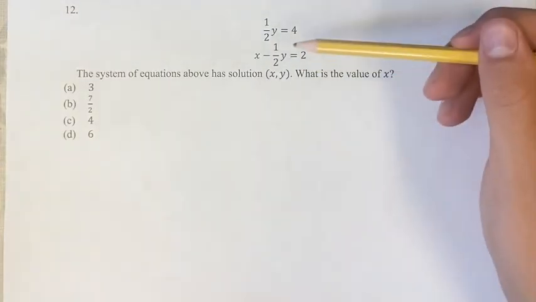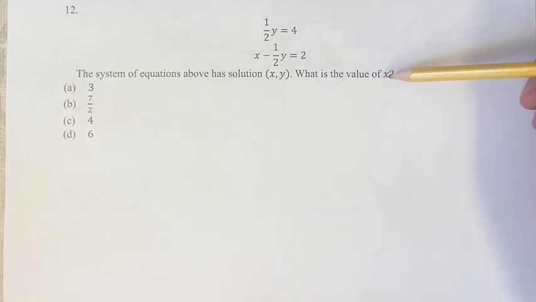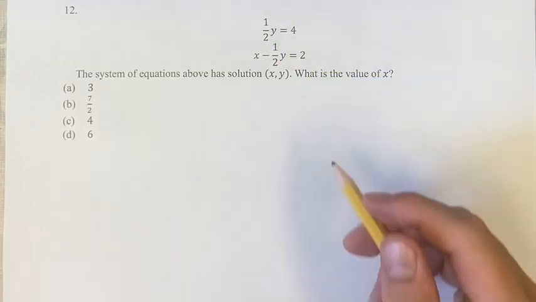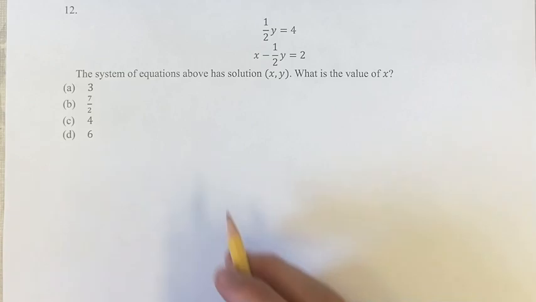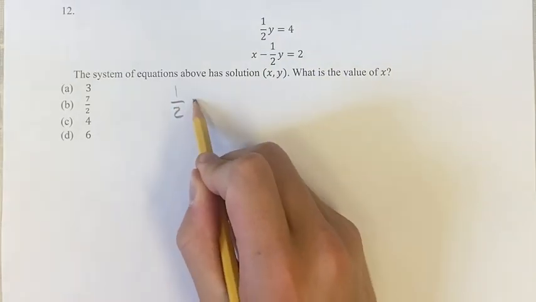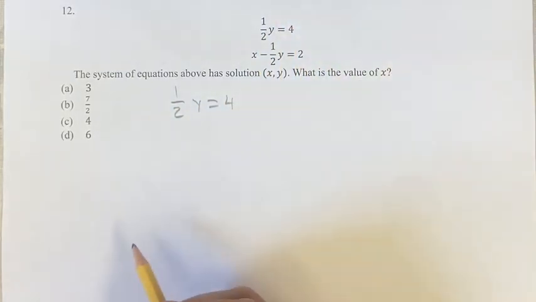In this problem, we're given a system of equations. We're asked what is the value of x in this system. So first thing we can do is we can just solve for y straight away. We know that 1/2 y is equal to 4. That's just this first equation right here.